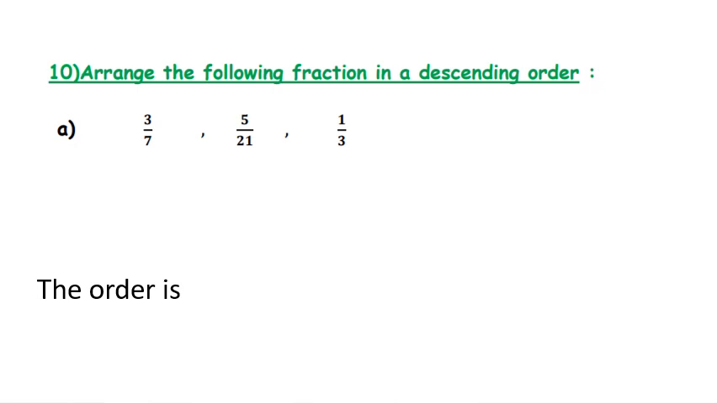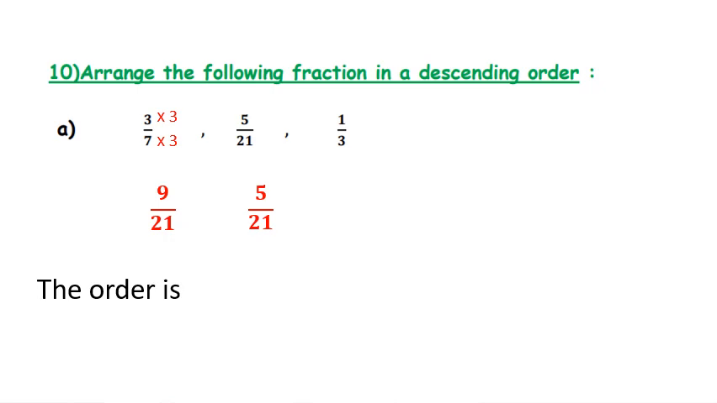Okay, let's start. 3 out of 7. To make 7 become 21, I will multiply 7 by 3. And as I do in the denominator, I will do in the numerator. I will multiply 3 by 3. That means the fraction will be 9 out of 21. And 5 out of 21 will stay 5 out of 21.